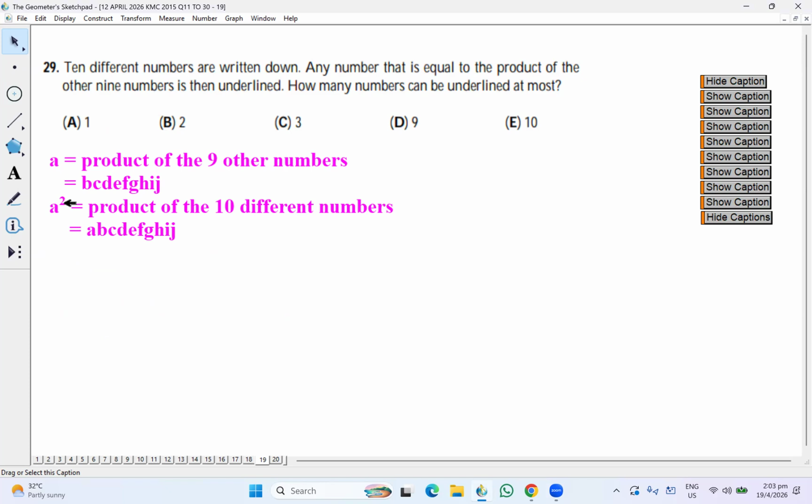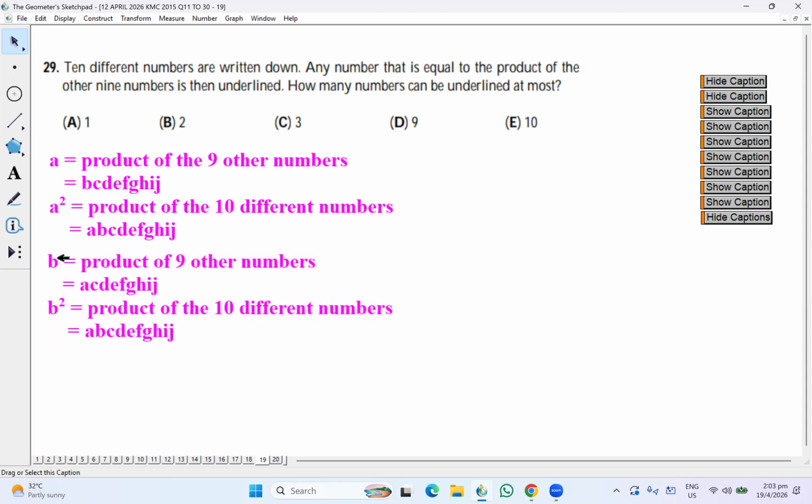Then if we multiply by A, we get A square. And now we have the product of 10 different numbers. We also can consider a second number, which is the product of 9 other numbers. So let's say B is the product of 9 other numbers. So you can see B is not here, the A, C, D, E, F, G, H, I, J. If we multiply by B, then we get the same set of 10 numbers. Therefore, A square must equal B square.